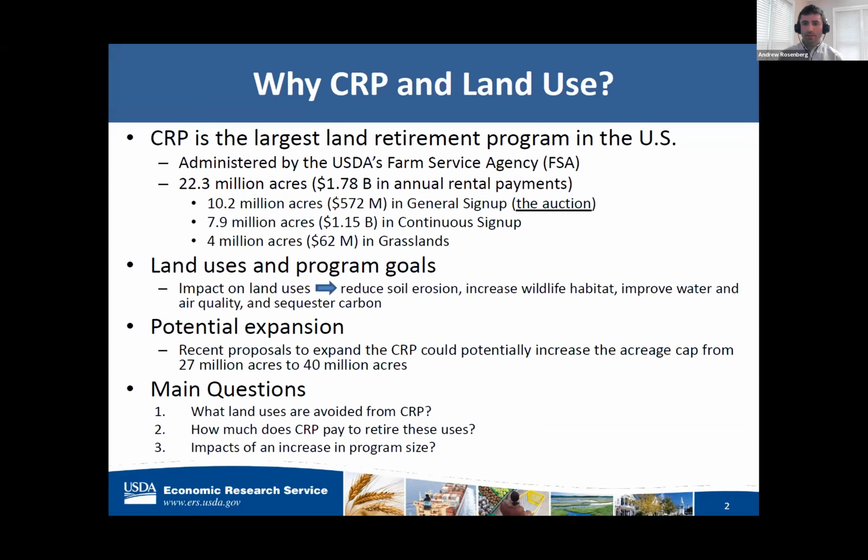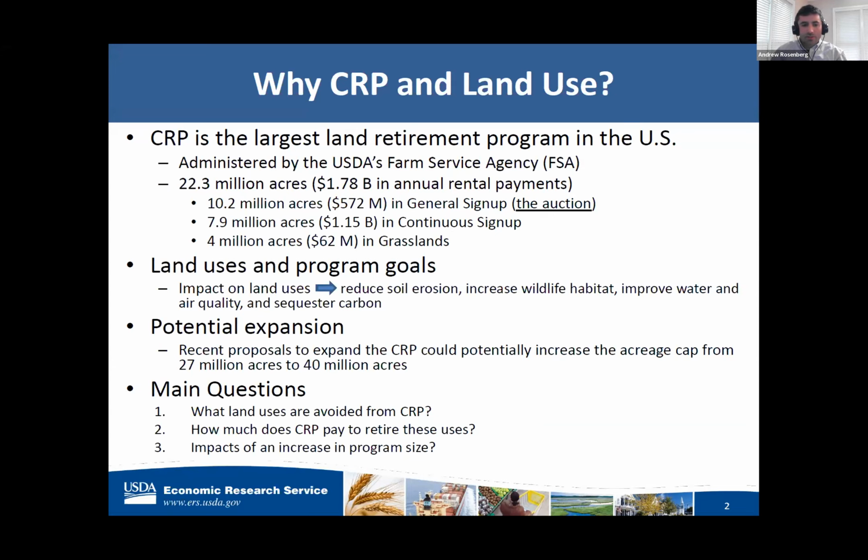So why am I interested in land use and CRP? Well, it's a land retirement program. This is the main mechanism through which the CRP tries to obtain certain goals. I've listed the main objectives of the CRP, and each of these are influenced by the intensity of land uses that are retired through the program. So it's important what the program actually does in terms of land use.